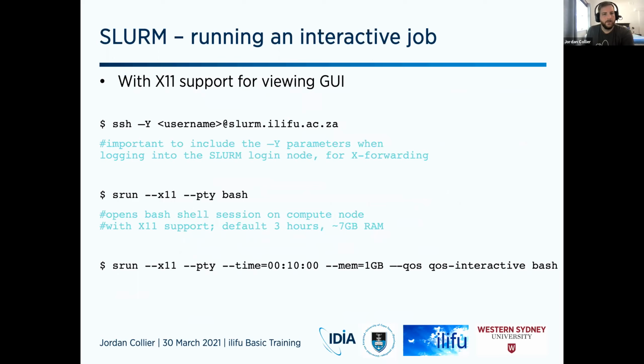If we want to use a GUI, a graphical user interface with X forwarding, then what we would first need to do is ssh -Y and then your username. This enables X forwarding. And then we would do srun as before, but with this X11 parameter. And again, if we want to specify different arguments to the default, we can do so. We can also even say QoS interactive, which means give me an interactive quality of service. In other words, give me a higher priority to get into the queue more quickly because I'm doing something interactive.